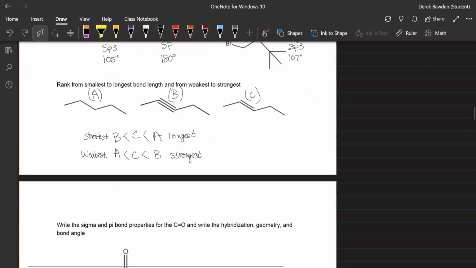You just kind of got to remember that trend. He loves questions like this, ranking questions. Rank from longest to shortest, weakest to strongest, most acidic to least acidic, most basic to least basic. These are all questions you're going to have on your exam, especially because it's all multiple choice. So you're going to have to get really used to being able to put these in a certain order.